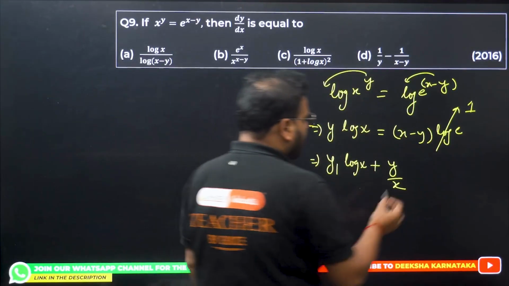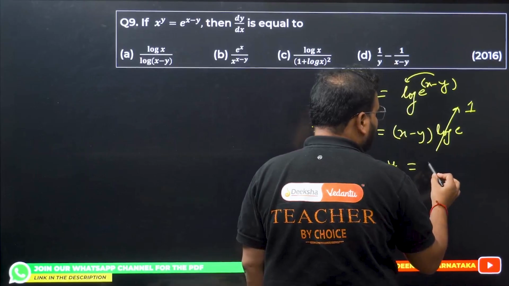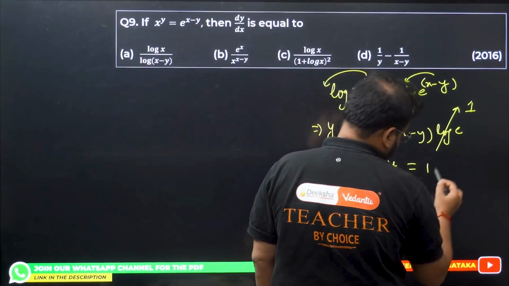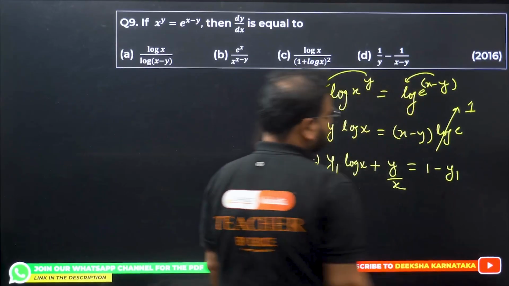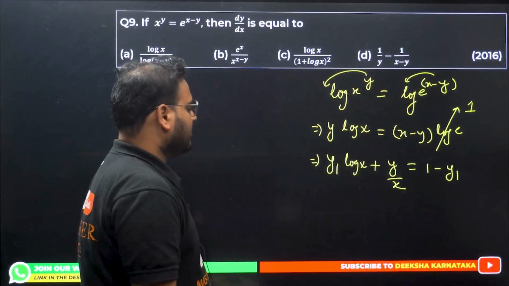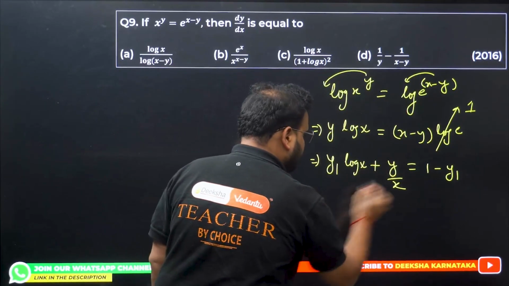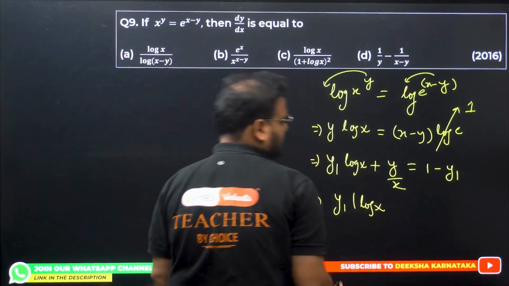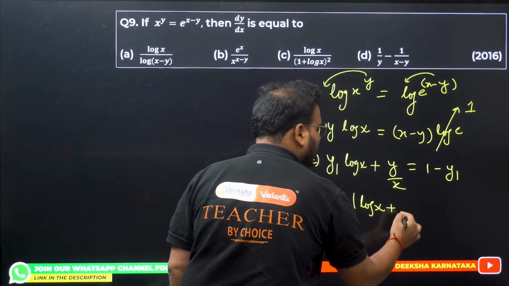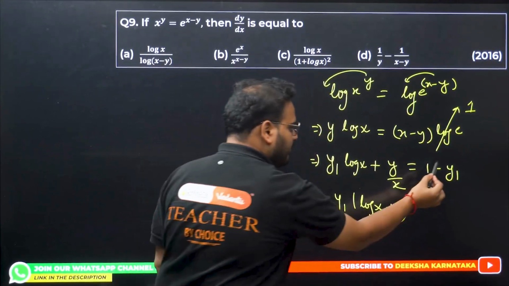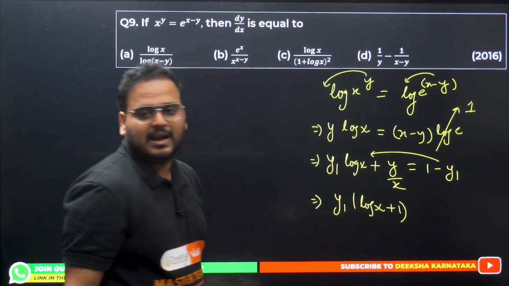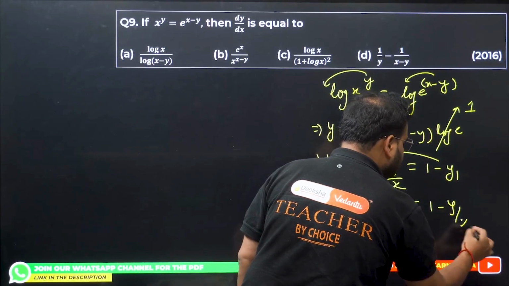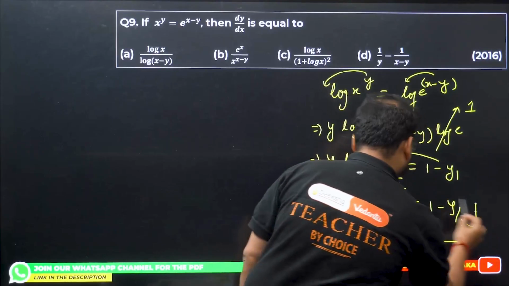On this side, derivative of x is going to be 1. And for y, I will have simply minus y1. All right. So let's do one thing. Move on this side, I get y1 common log x. This moves over here, so becomes plus 1. I am moving this y1 on this side and taking y1 common. And what about this? 1 minus y upon x.